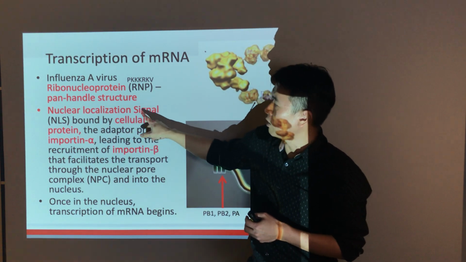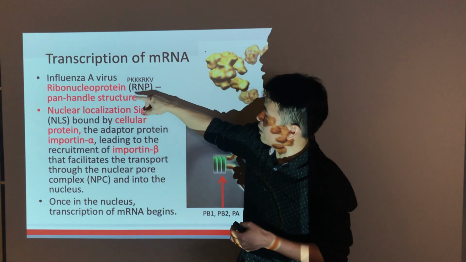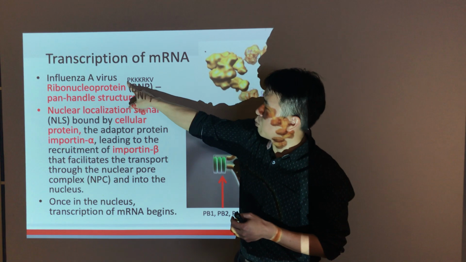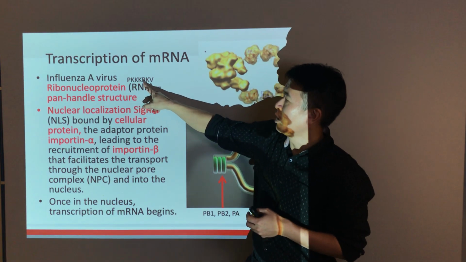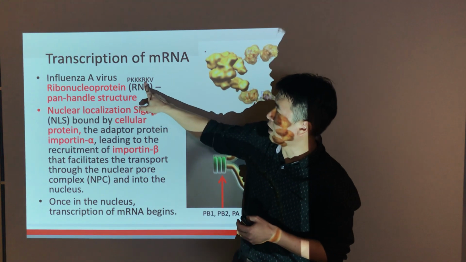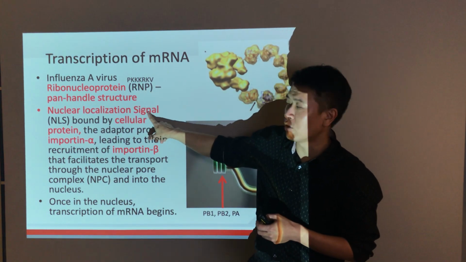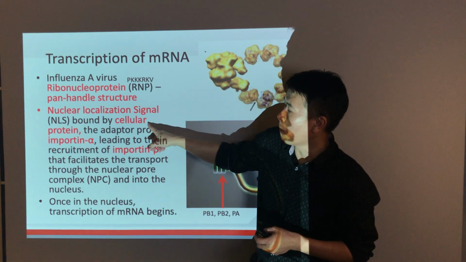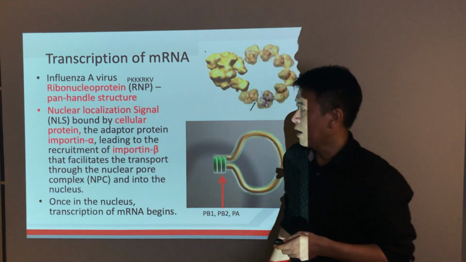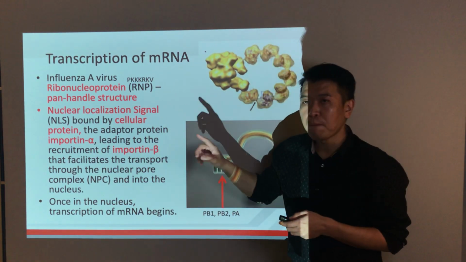Okay, this nuclear localization signal, or NLS in short, is PKKKRKV. Sorry, this is supposed to be here. Proline, lysine, lysine, lysine, arginine, lysine, and valine. So this PKKKRKV is a nuclear localization signal, which will now be bound by the cellular protein importin alpha, and lead to the recruitment of importin beta.